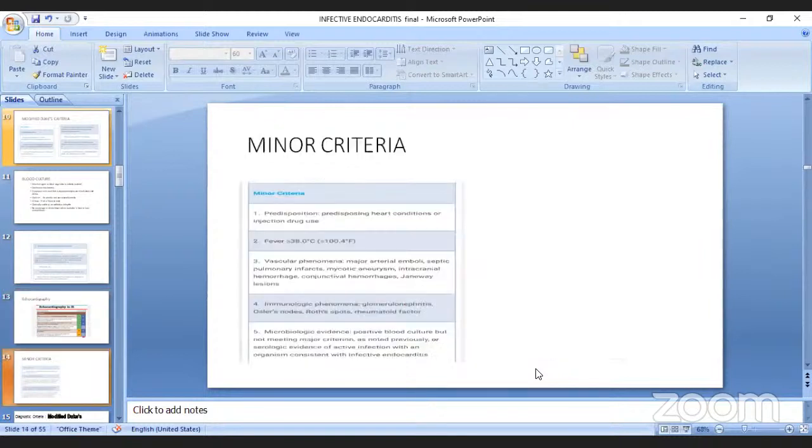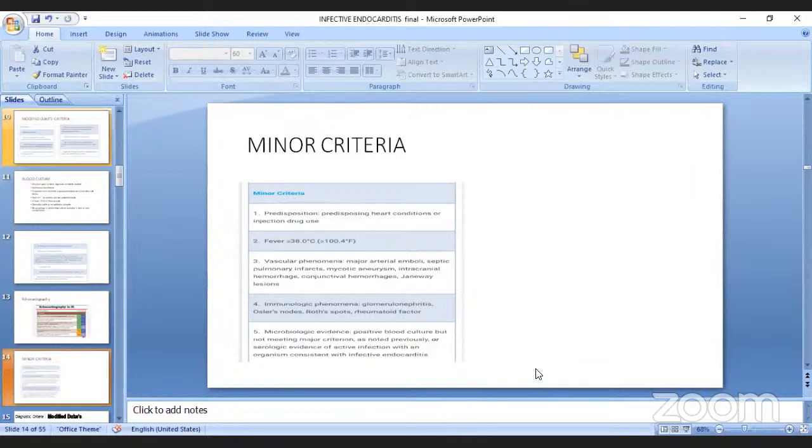Then we go to the next slide, which is the minor criteria. Now let's see the minor criteria. What is it saying? That either predisposition, that is a predisposing heart condition, or injection drug abuse. That means the patient is coming to you and saying that I'm an IV drug abuser. Or the patient has fever of more than 100.4 Fahrenheit, or there is a vascular phenomena present.